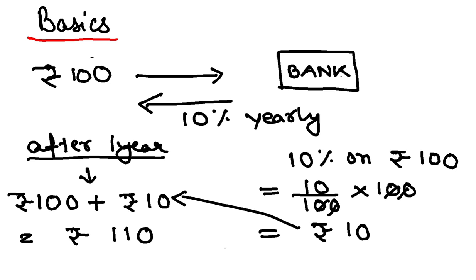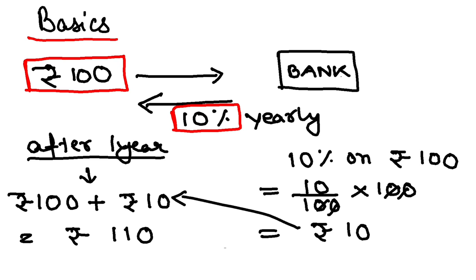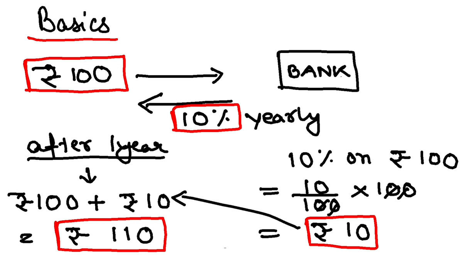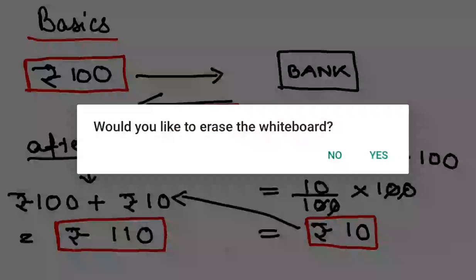Alright. So now these four quantities are important. This 100%, 100, this 10%, this rupees 10, and this rupees 110. Alright. Why are they important? Let's see in the next page.